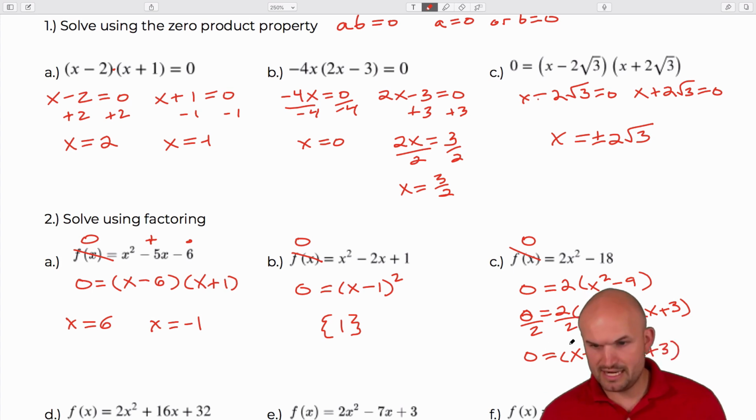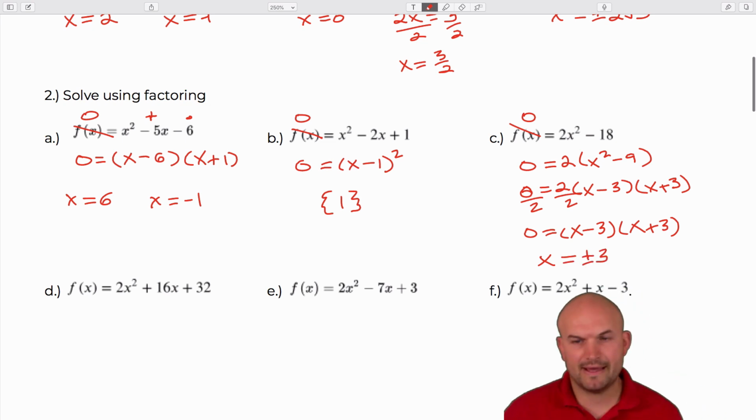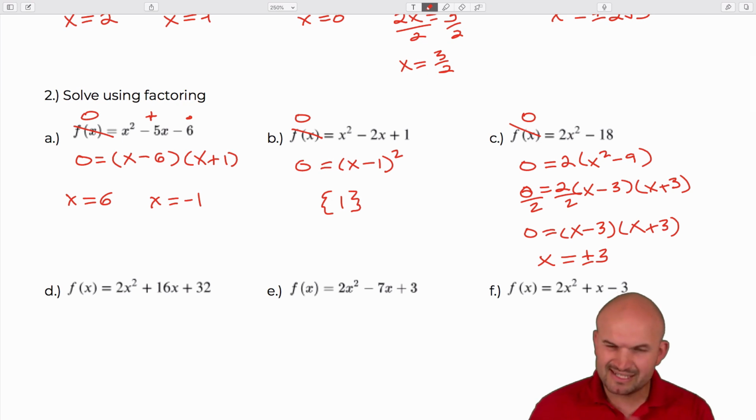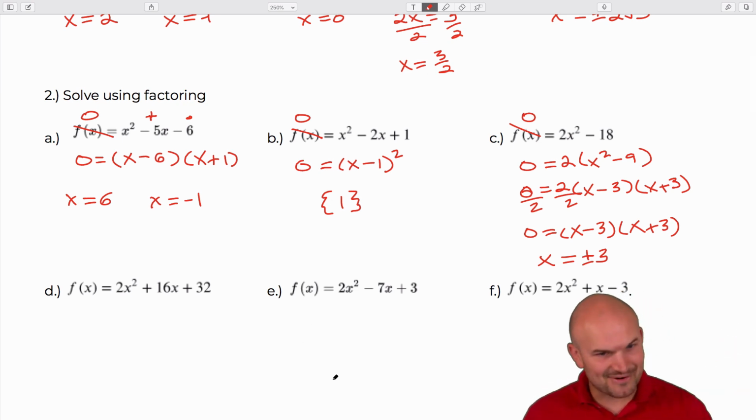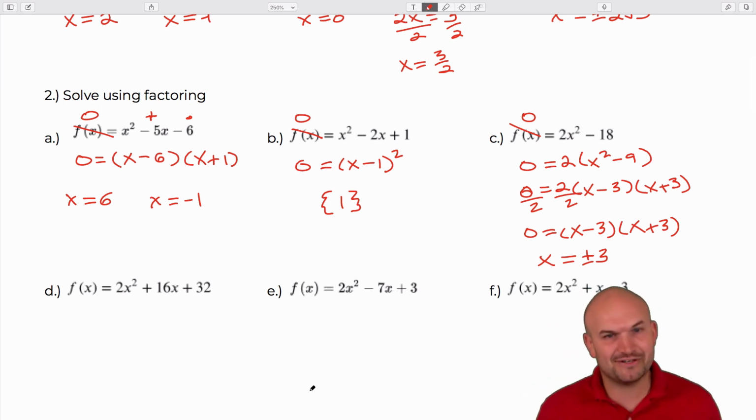So therefore, I can now just say, x is going to equal plus or minus 3. Okay, so that is something that is going to come up, and it's another big common mistake a lot of students will make. All right, so we got a lot more factoring to go, because hopefully you noticed a little bit of a theme here. Factoring is going to be pretty important in this chapter.